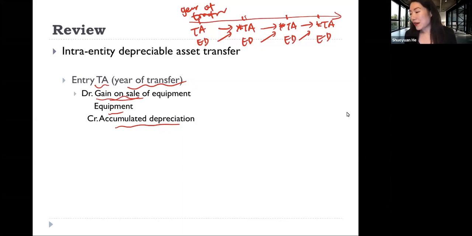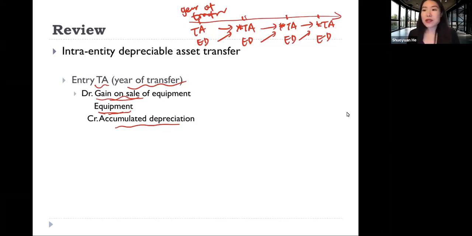Also, because when we transfer the equipment, we need to write off the original book value of the equipment. And because this equipment has already been depreciated, once it is on the subsidiary's book, usually the value the subsidiary is recording is less than the book value that is eliminated on the parent's book. Suppose this is a downstream transfer. So that's why we need to debit equipment and credit accumulated depreciation.